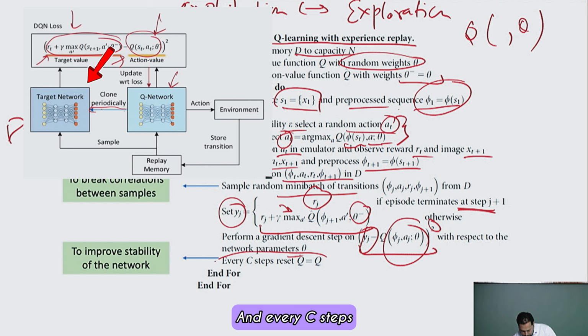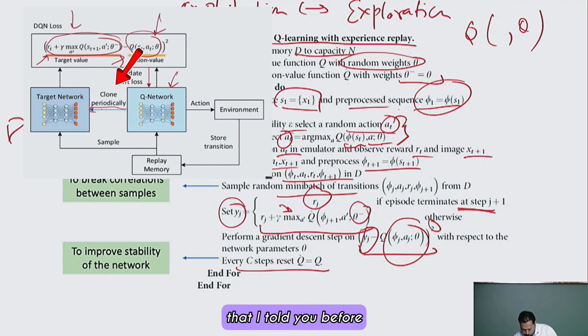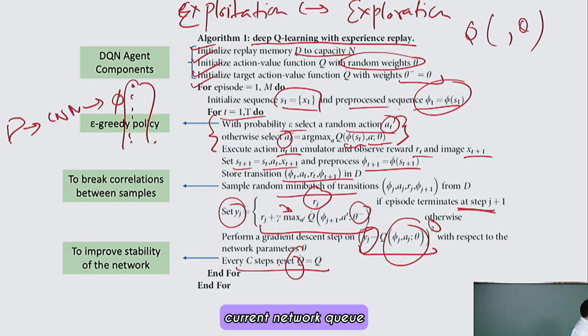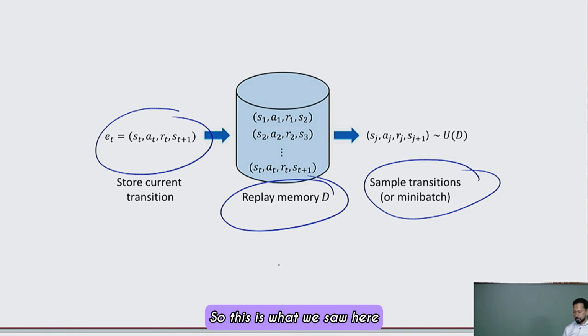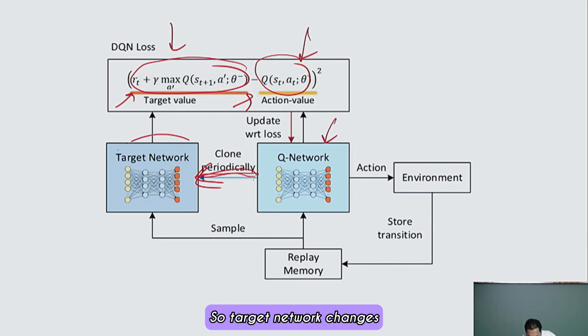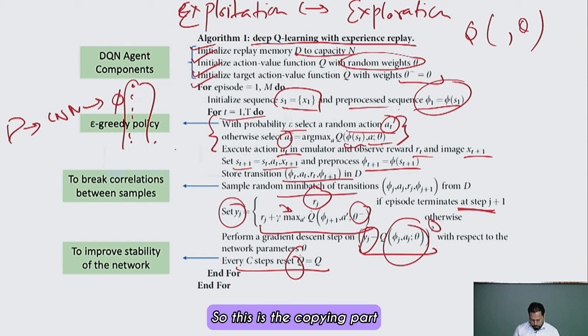And every C steps you clone, as I told you before, your target network gets cloned by the current network Q. So this is what we saw here. This is the cloning part. After every C steps, your target network also changes. Basically, you clone. It's just a copy. They are actually the same network, so you can just copy it. So this is the copying part.